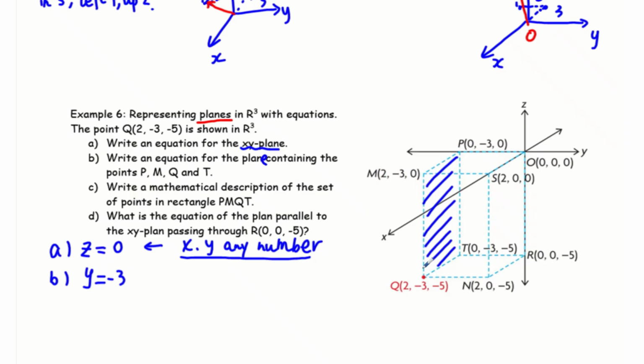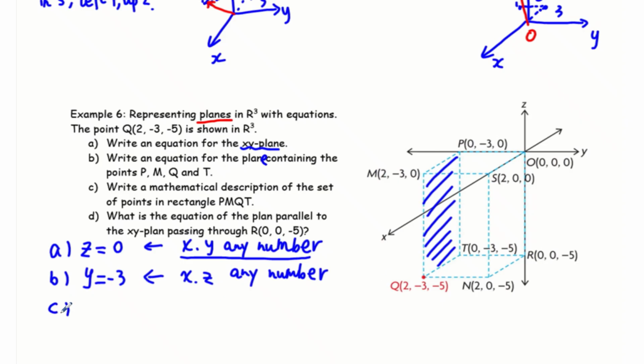And for this plane, as long as y is the same, x and z could be any numbers. It's an infinite flat surface, and on that surface, the y value is the same. So this is y equals -3, and x and z could be any number, any combination works. This represents a plane.